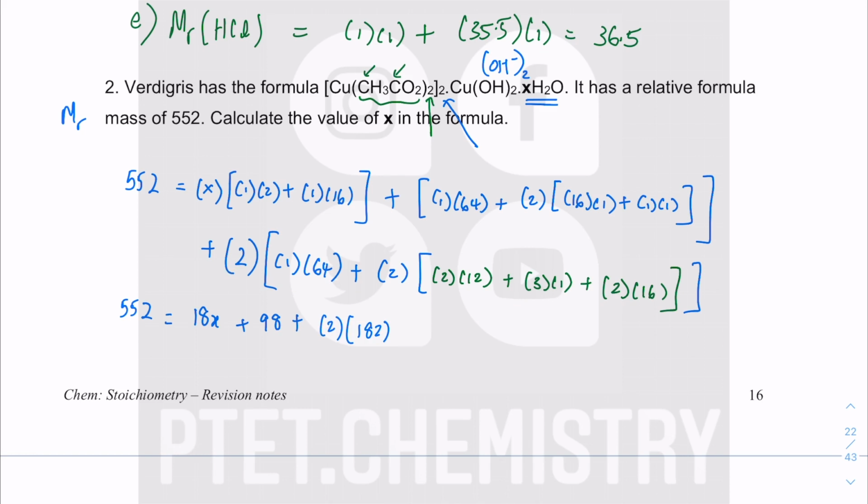So the 2 outside is still there. So what I could do now is sum up 98 plus 2 times 182. So 182 times 2 plus 98. This gives me 462. So 18x is equal to 552 minus 462. So what can I say? X is going to be something divided by 18. So 552 minus 462, I get 90. And that is a perfect whole number of 5. So x is a whole number. Even though you may get a decimal place, you have to round it to the nearest whole number.